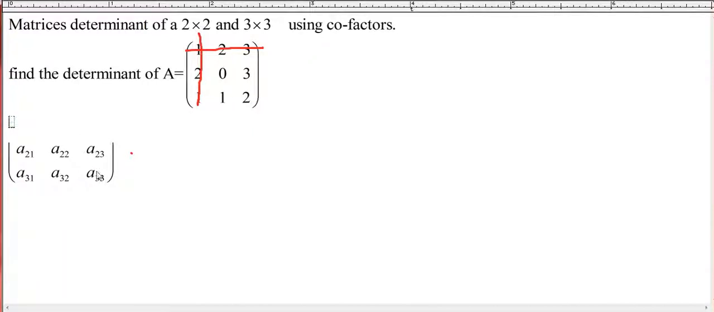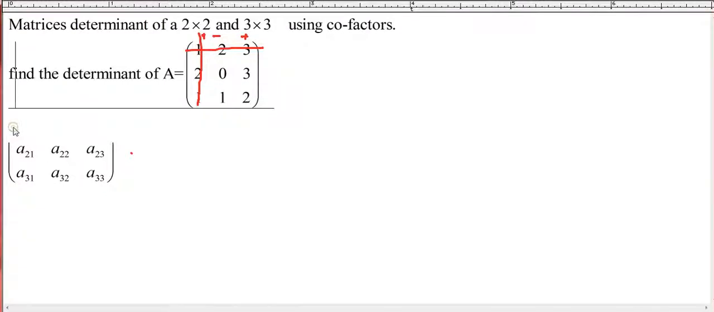So we now have 0 times 2, so that's 0 times 2, and then we subtract. But before we do that, we first want to find out what is the sign for this one. As we've said earlier, this is position 1 1, and 3 1 1, so it's positive, then minus, then positive.